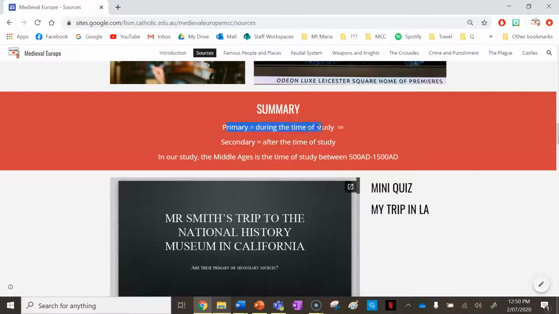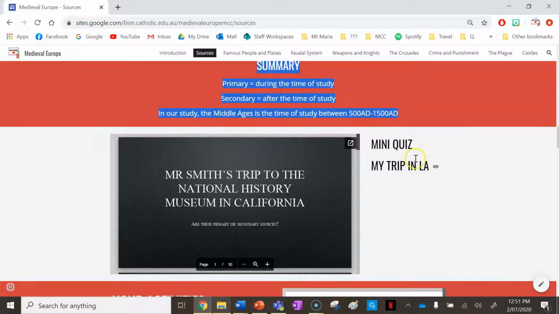To summarize, primary sources are made during the time of study, secondary sources are made after the time of study, and in our study of the Middle Ages or medieval Europe, we're studying between roughly 500 AD to 1500 AD, so the end of the Roman Empire and then the start of the Renaissance era as well. I'd like you to go ahead and write that in your book so you can remember it.